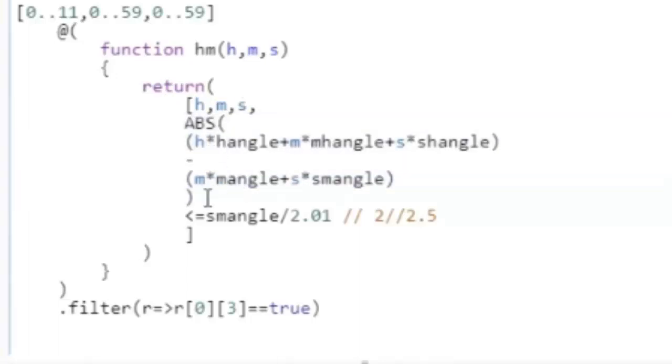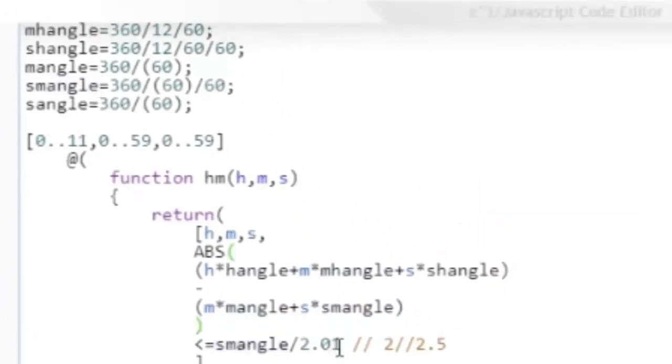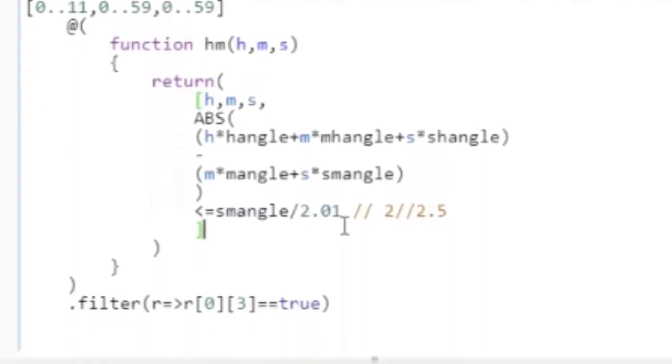And if that difference is less than the amount the second hand would move in a minute divided by 2.01. The reason we do this is to handle the fact that this matching is going to happen in some particular second. During that second, the minute hand would have moved slightly. And to catch those situations where the minute hand is moving during those seconds, we put a limit on it, saying that the difference between the hour hand and the minute hand must be less than a very small amount as our limit.